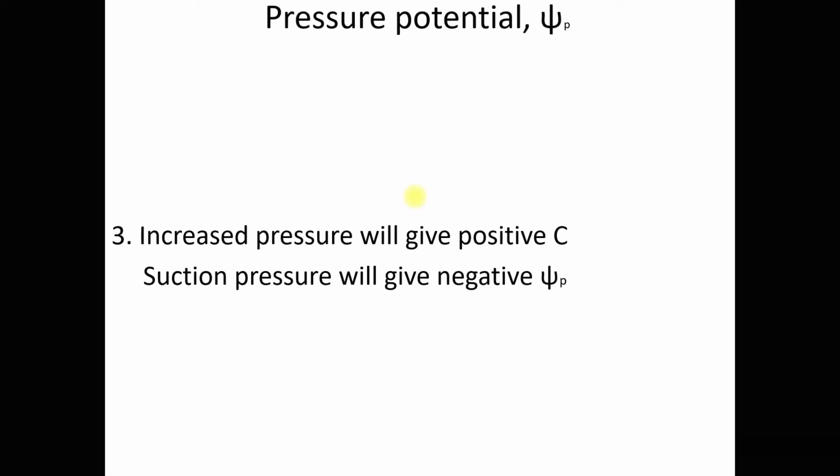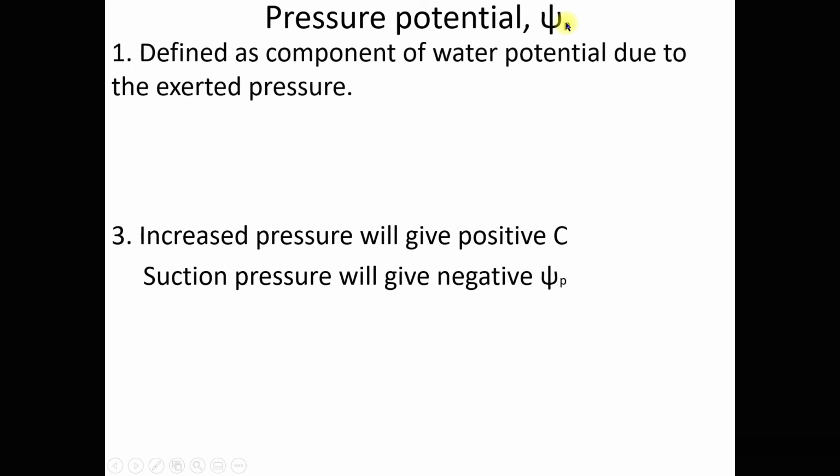Now pressure potential on the other hand, trident and P. Pressure potential is defined as the component of water potential due to the exerted pressure. So whenever a pressure is being exerted, that is pressure potential. Please bear in mind, pressure can be exerted two ways, positive and negative. Positive means we apply the pressure. Negative means we take out the pressure from an environment, so the pressure potential will be negative.